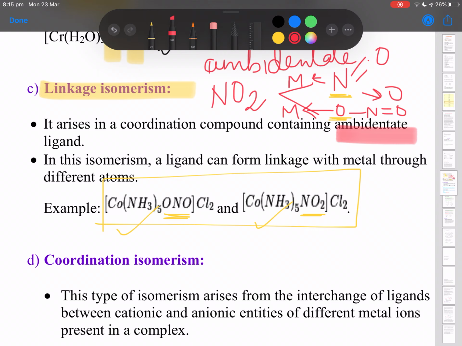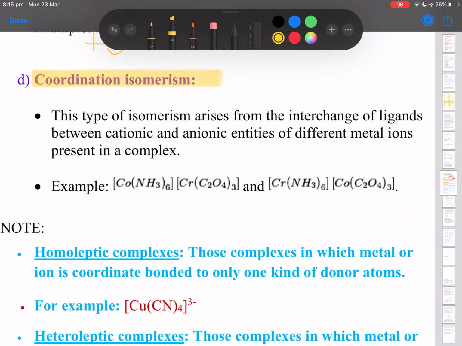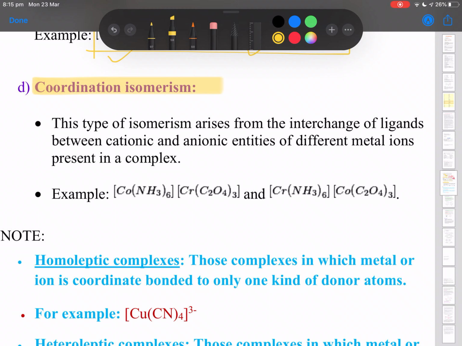The next one we will go ahead with coordination isomerism. So coordination, the word itself, that means there is an exchange between the complexes itself. So here we have a combination of complexes. You can easily understand here, I'll highlight it for you. This is one complex, this is another. So it's a mixture of a complex.